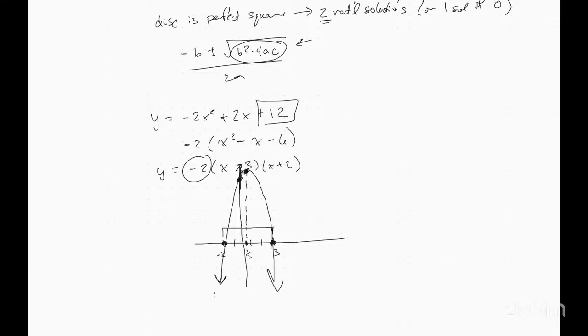I was showing you another way to find the vertex. If you have your two x-intercepts, you can just find the midpoint between them, and that'll be the x-coordinate of your vertex. And then you just plug that in to get the y. And then the axis of symmetry is just x equals 1/2.